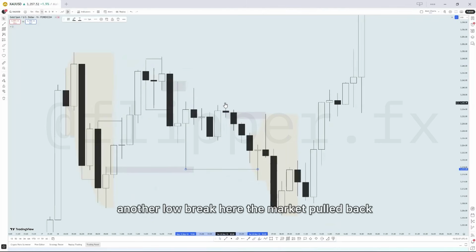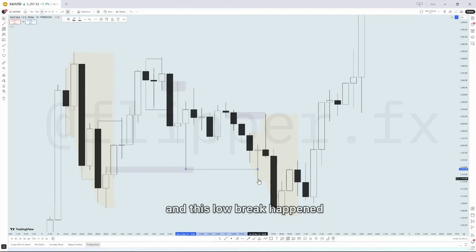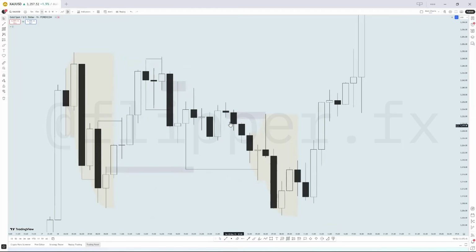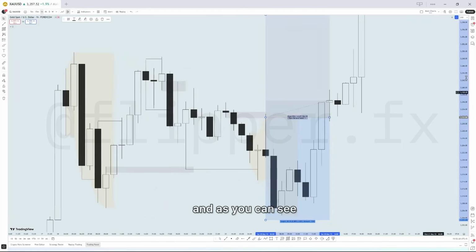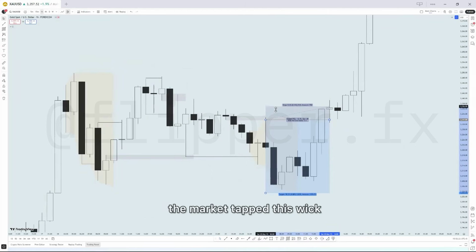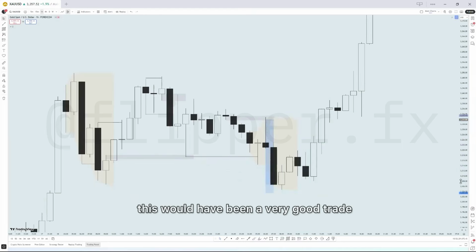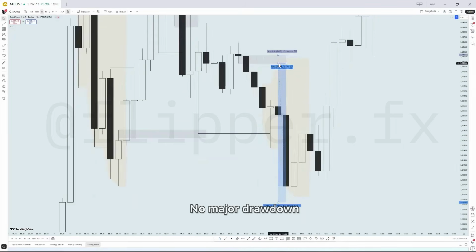The market pulled back and here is the last candle after which major volume came in and this low break happened. Now in this case, this wick will be our point of interest, and as you can see, the market tapped this wick and dropped straight away. Even if you had taken an entry here, this would have been a very good trade. No major drawdown, price hit the area and the next candle dropped immediately.